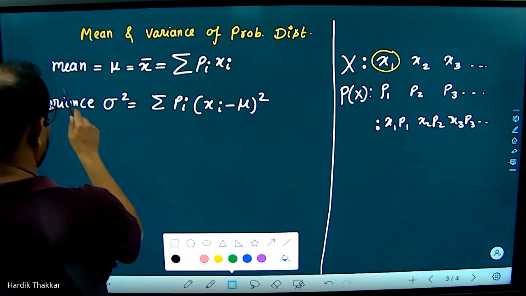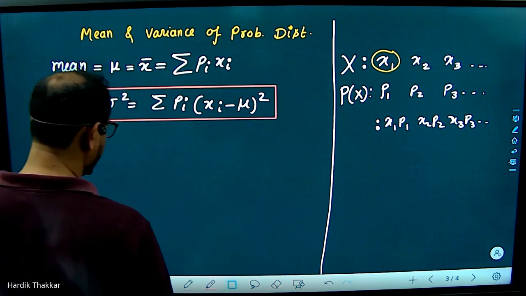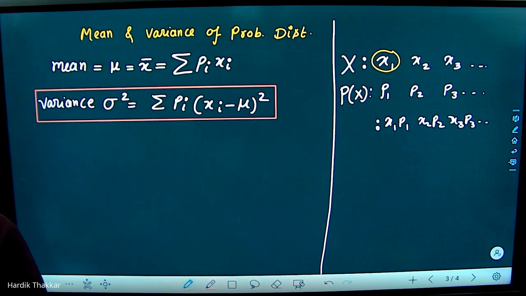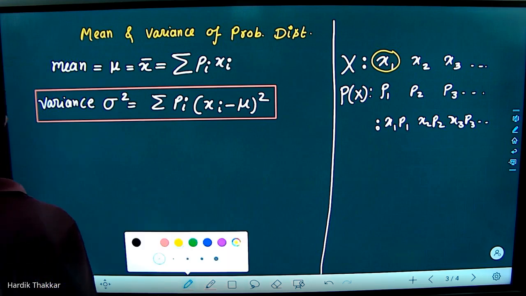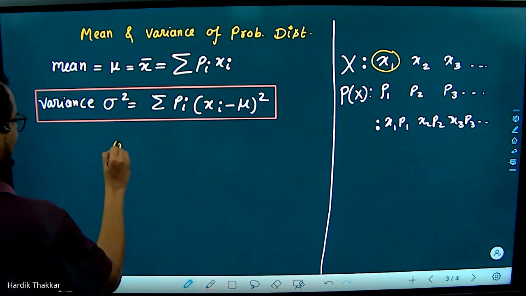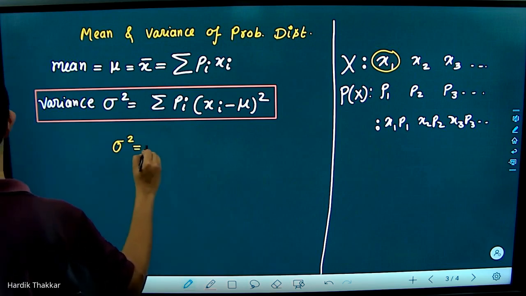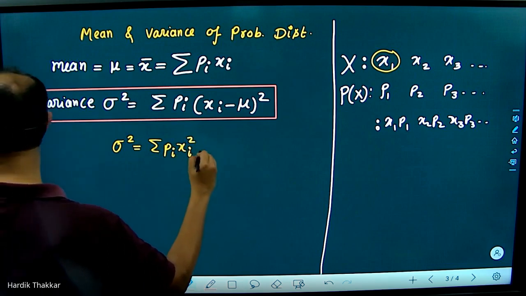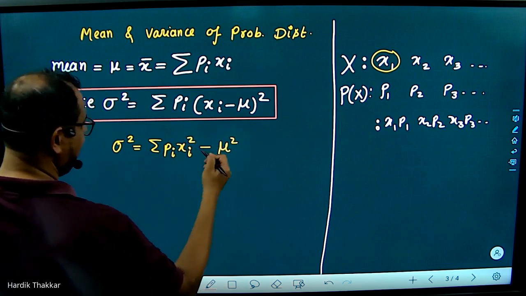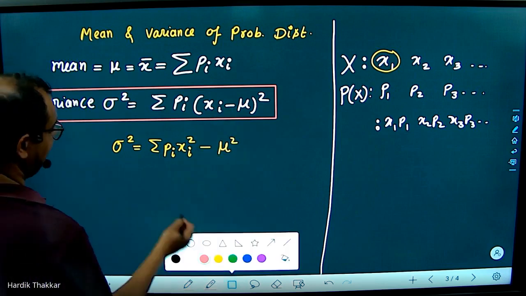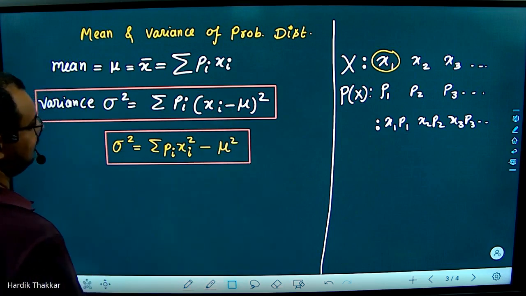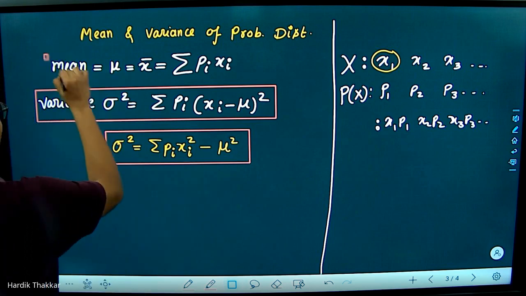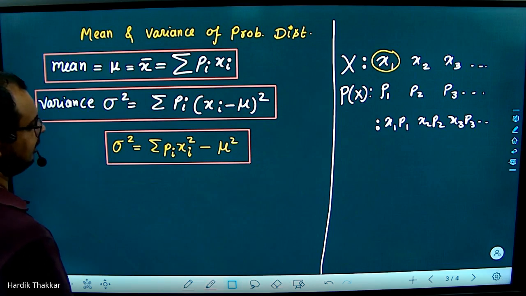But some important conclusions are there. Using that we can easily calculate the variance. A shortcut formula is also there, and that formula is sigma square equals summation pi into xi square minus mu square. Here mu is nothing but the mean. So by using this formula also we can calculate the variance. This formula is better in case we have a distribution table with us.